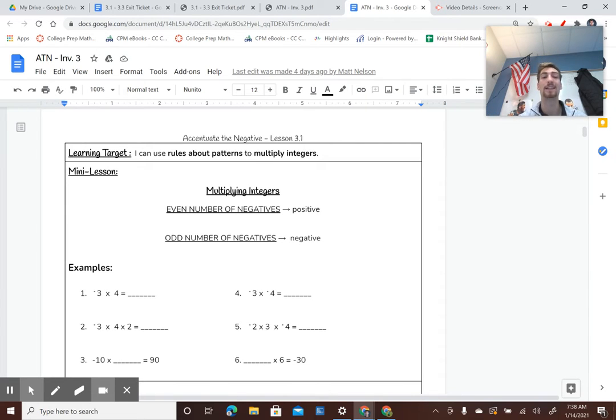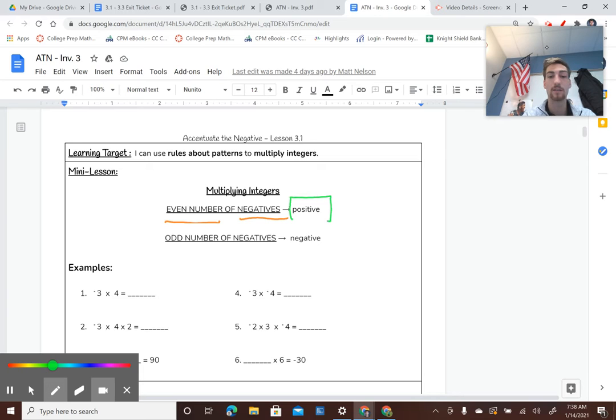Here, the learning target is I can use rules about patterns to multiply integers. Now, after watching that Edpuzzle, we should have a good idea about how we can figure out what our answer is going to be when we're multiplying negative and positive numbers. And really, the rules here are pretty straightforward. If we have an even number of negative numbers in our problem, then our answer is going to be positive. And if we have an odd number of negative numbers in our problem, then our answer is going to be negative. So let's go ahead and take a look at the first problem here.